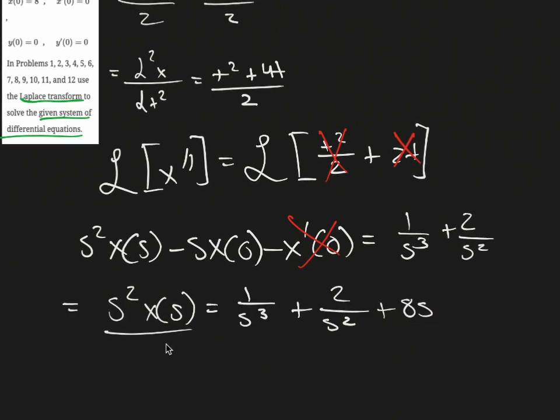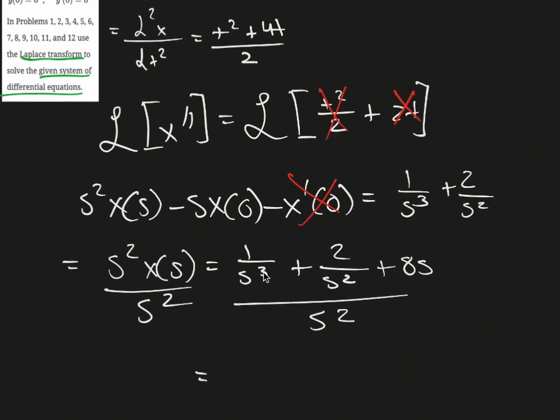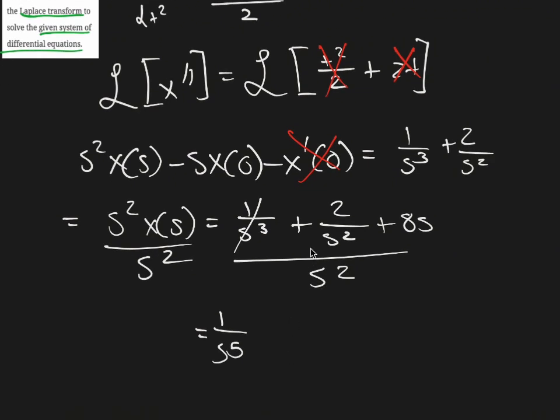And then just divide by s squared on these sides. We can just add the powers of our exponents and it will equal the same thing. So 1 over s cubed. So let's look at our exponents: s to the 3 and s to the 2. 3 plus 2 is 1 over s to the 5. So that's our first term out.